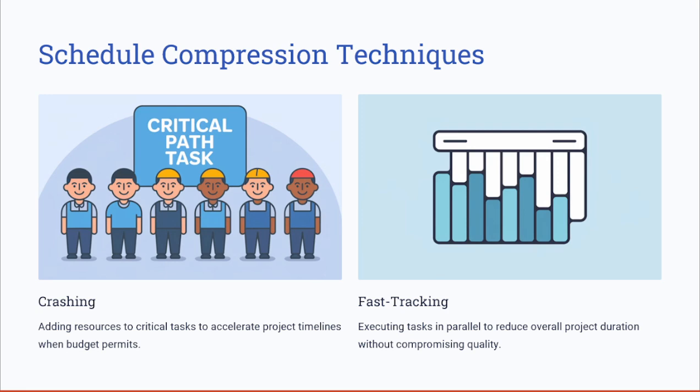The drawback of using fast tracking is that you might face an increased risk of rework, because when you start doing things in parallel, you might compromise the quality, as we said, and there is less focus on the task itself, so the quality might be impacted. So the drawback of fast tracking is an increased risk of rework if the dependent tasks aren't fully completed.